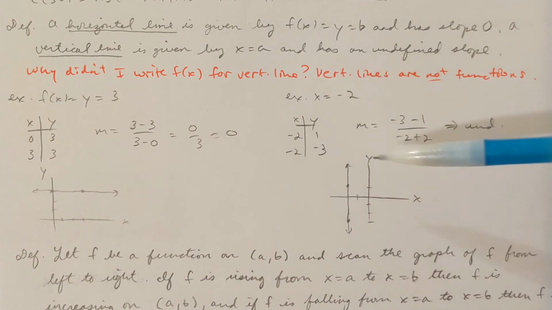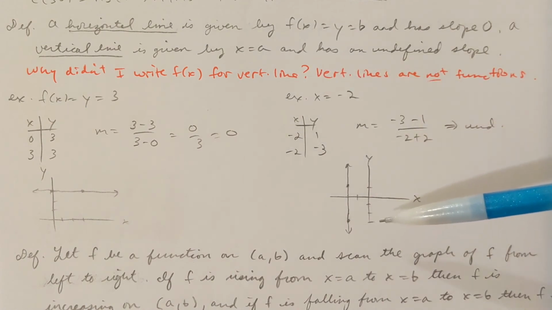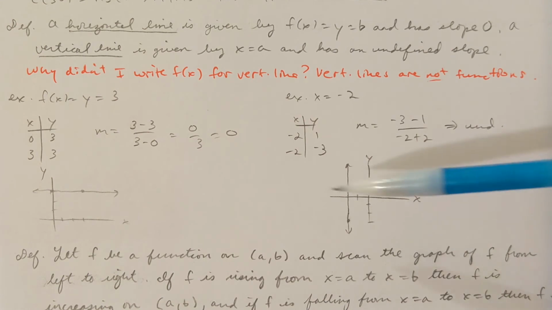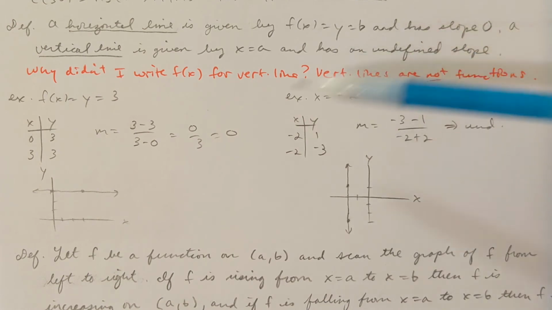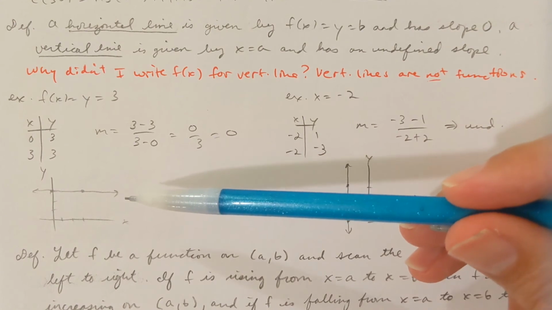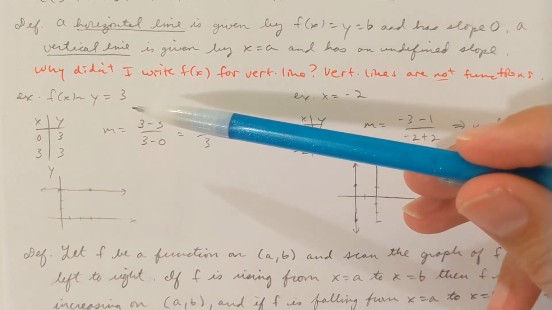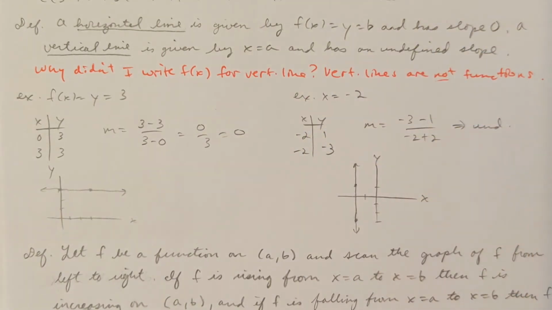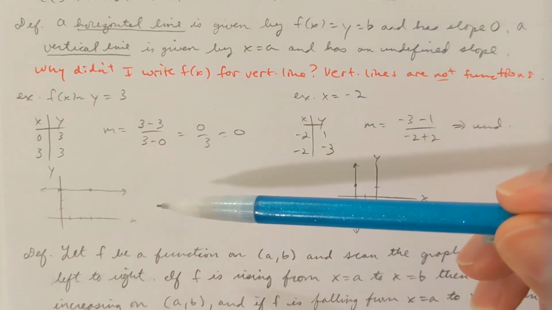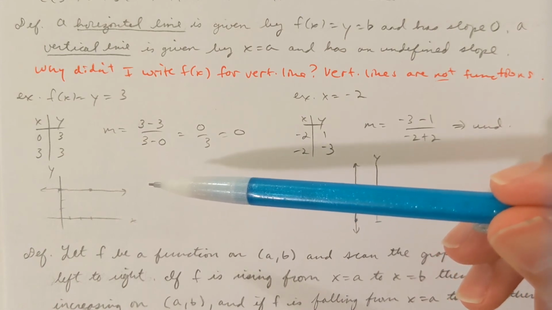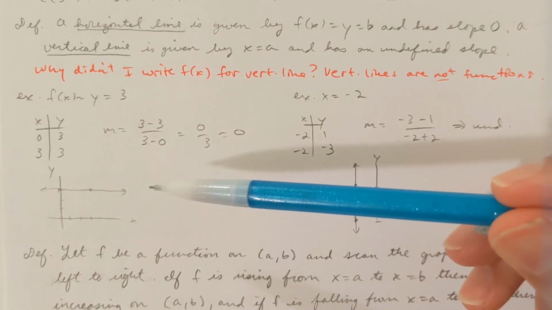So if I have a vertical line, then I have something that fails the vertical line test. A horizontal line is okay. A horizontal line at y equals 3 or y equals negative 5 or whatever, that's going to be okay, because a horizontal line only passes the vertical line test at one point anywhere.